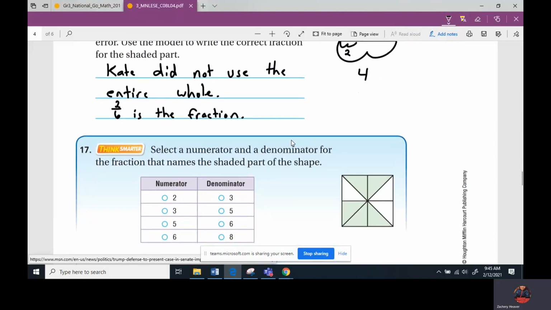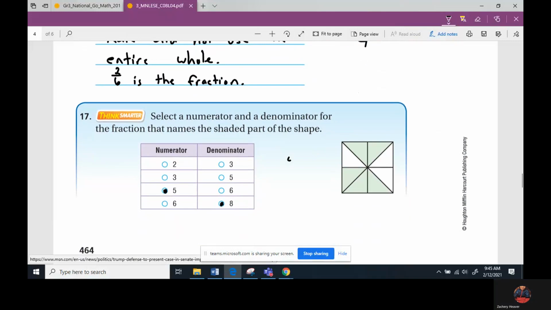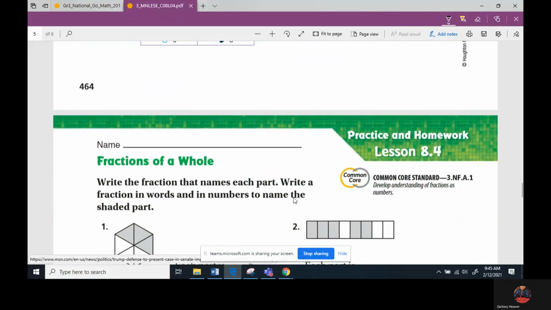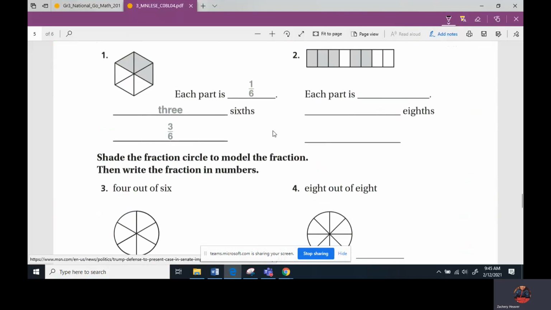Okay. The last one. It says select a numerator and denominator for the fraction that names the shaded part. So let's do the denominator first. That's what I like to do. How many parts do we have total? 1, 2, 3, 4, 5, 6, 7, 8. And how many are shaded? 1, 2, 3, 4, 5. So this is going to be 5/8. All right. If you need to pause right here and get that. The last one, or this page.